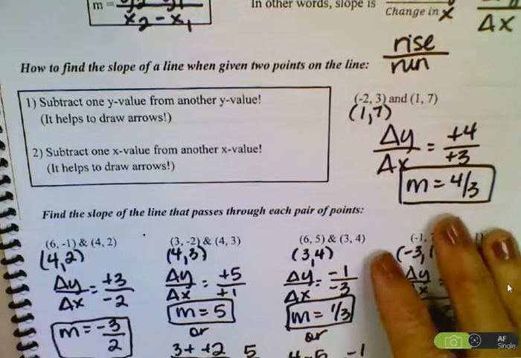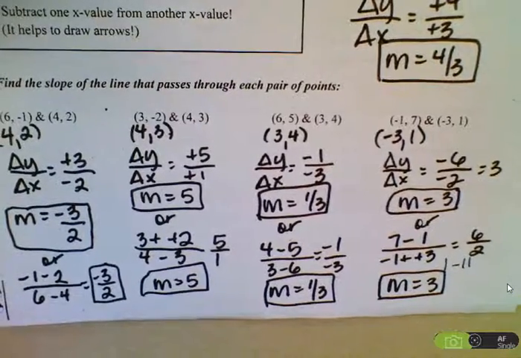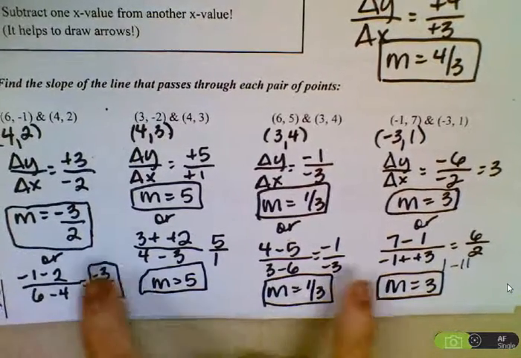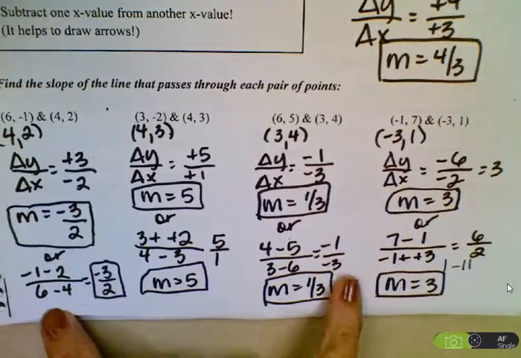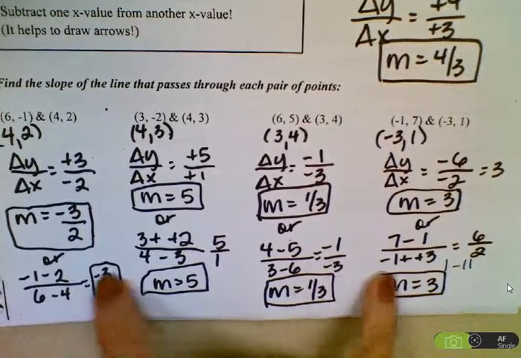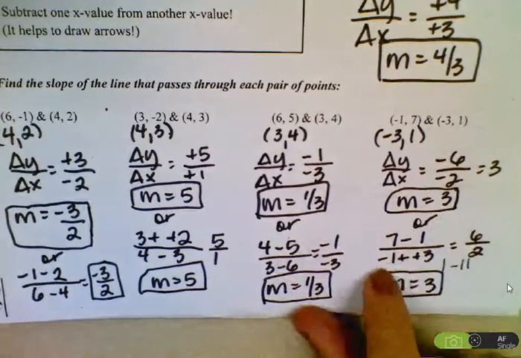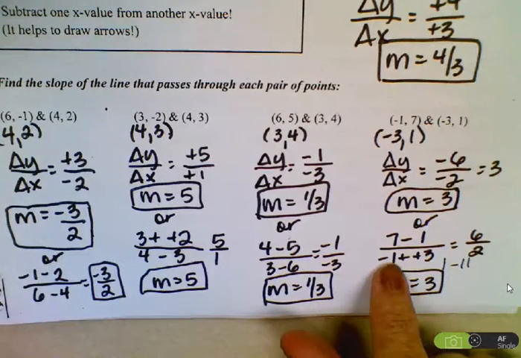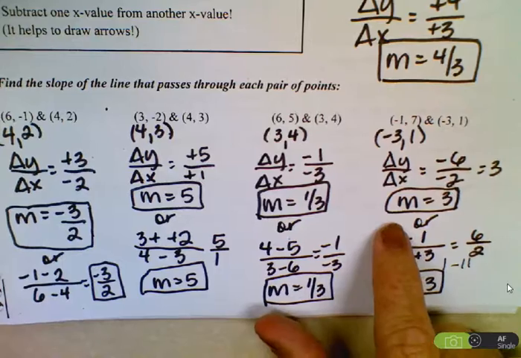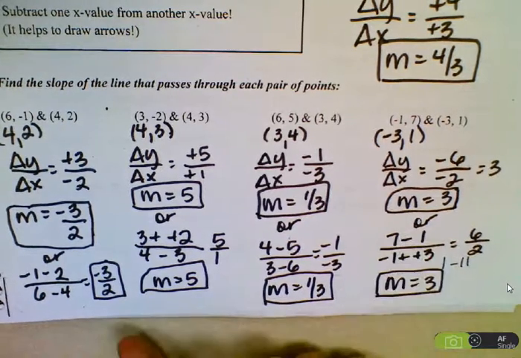Okay, so for each of these problems, I did them both ways, both the delta y, delta x, and I did them using the formula. Remember, if you're using the formula, it doesn't really matter which point is your y2 and which one's your y1, which one is your x2 and which one is your x1. The biggest thing you need to remember is that those coordinates need to stay together down here. So your x coordinate goes on the bottom, y coordinate goes on the top. X coordinate goes on the bottom, y coordinate goes on the top.